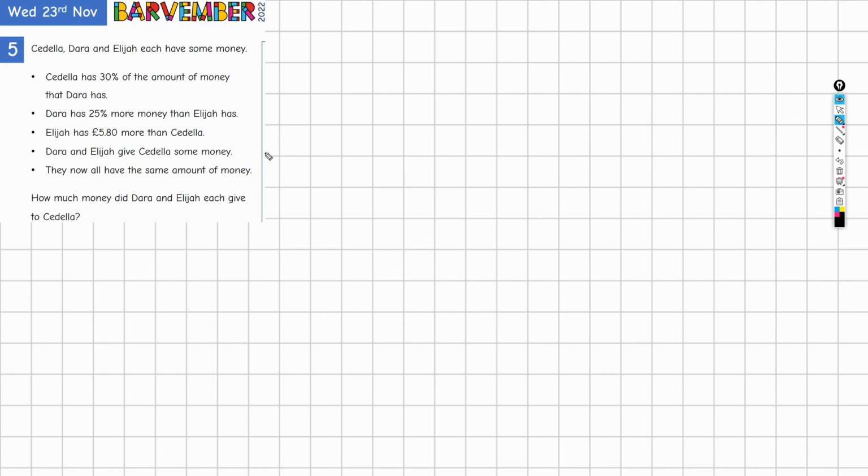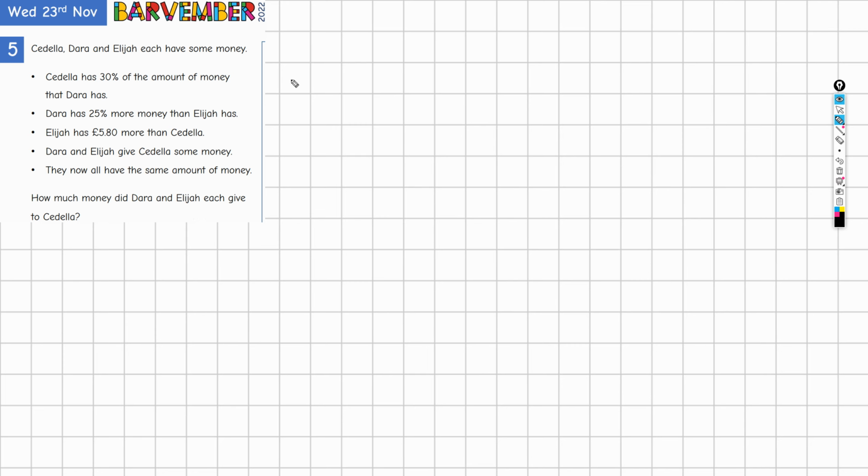Okay, another Barvember challenge question here. Cedella, Dara and Elijah each have some money. Cedella has 30% of the amount of money that Dara has. Dara has 25% more money than Elijah has. Elijah has £5.80 more than Cedella. Dara and Elijah then give Cedella some money, and they now all have the same amount of money. And the question we're asked is, how much money did Dara and Elijah each give to Cedella?